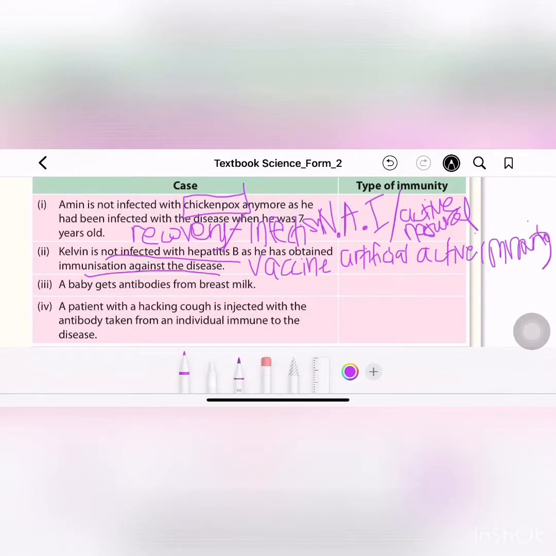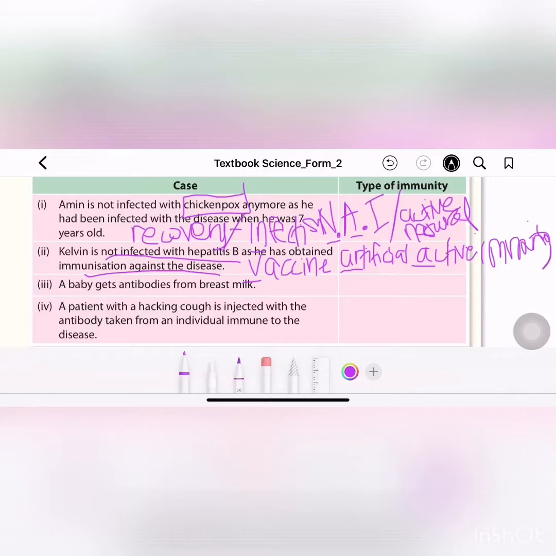Artificial active immunity, AAV. All right. So the first one just now is NAI. I prefer NAI.